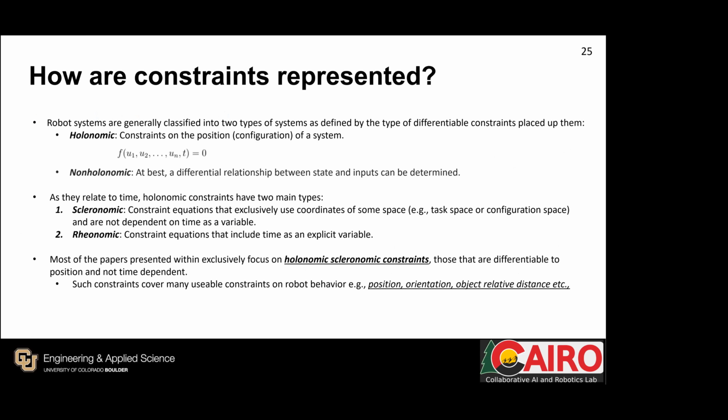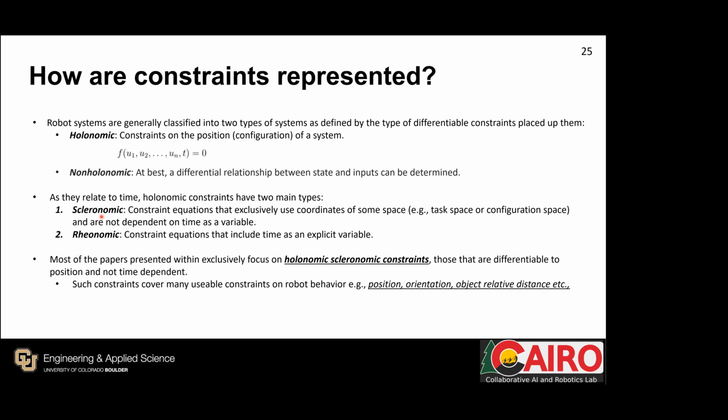And with all that out of the way, hopefully I haven't bored you guys to death. It's also important to identify what types of constraints can be used to define a constraint manifold. So robotic systems are generally classified into two types of systems as defined by the differentiable constraints placed upon them. The first is called the holonomic system, which is defined by constraints on just the position of the configuration of the system. And the other is non-holonomic, which at best allows for a differentiable relationship between states and the inputs of these constraints.